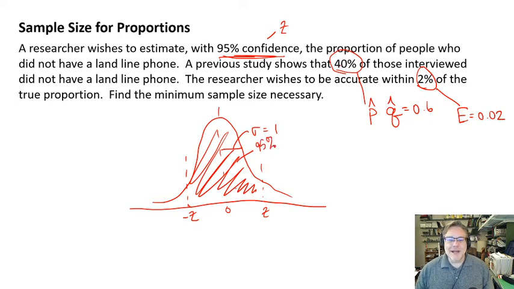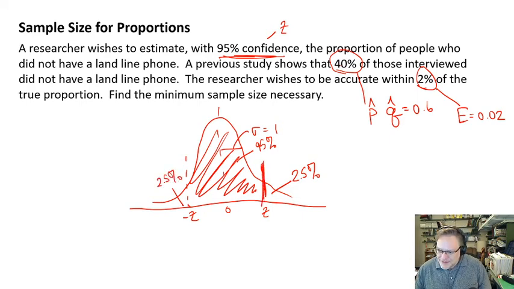That means the remaining 5% is split here and here, split evenly. That means 2.5% here and 2.5% here. So we want to find the z value here that has 95 plus 2.5, 97.5% of the data to its left. So z of 0.975 equals what? You have to look that up from our normal distribution table.